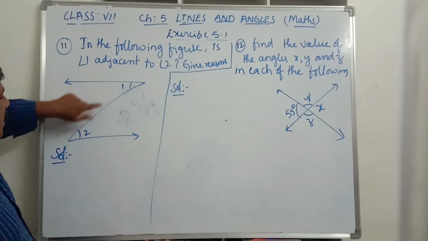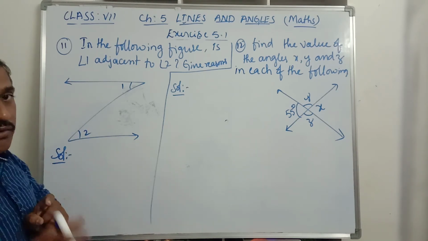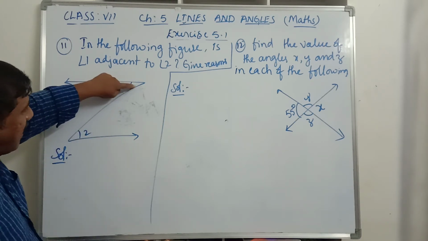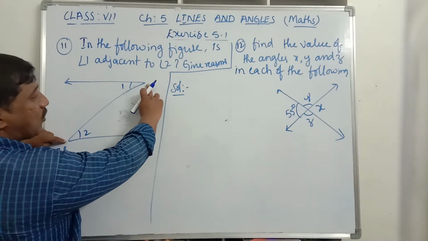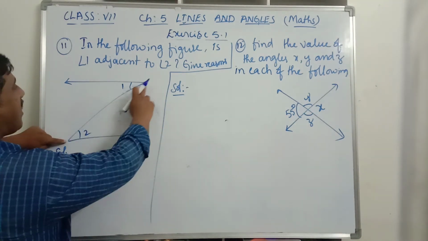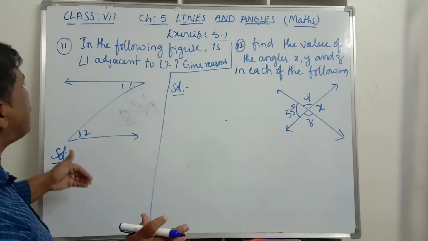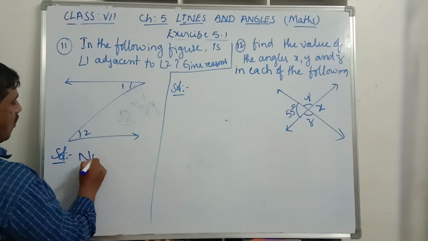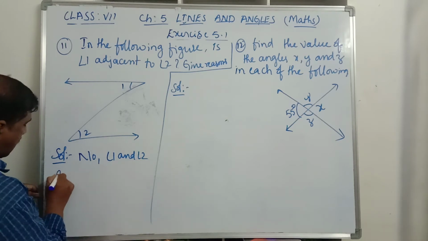Observe here angle 1 and angle 2. What are adjacent angles? They should have a common vertex and one common arm. Now for angle 1 and angle 2, we have different vertices. Vertices are different, no common vertex. We have a common arm, but there is no common vertex. Therefore, can we say they are adjacent angles? No. Angle 1 and angle 2 are not adjacent angles.